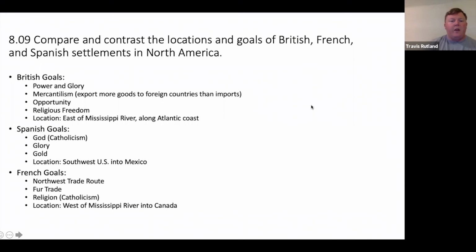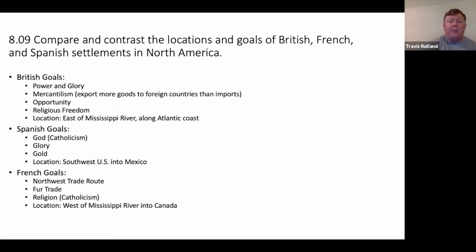So 8.09, compare and contrast the locations and goals of British, French, and Spanish settlements in North America. The British goals are power and glory. The more land you have at this time means the more power and more glory you have. So that's why they came here. Mercantilism: export more goods to foreign countries than you import. Obviously, North America is rich in natural resources at this time, so they came here for mercantilism.